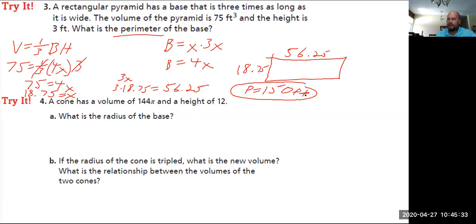Number 4, a cone has a volume of 144 pi and a height of 12. What is the radius of the base? So again, they gave us some values here. We have to know our equation: 1/3 pi r squared times height. We know the volume, 144 pi. We know the height.